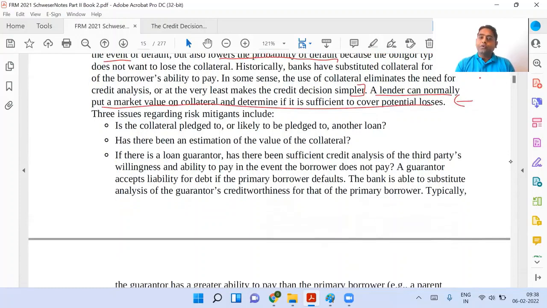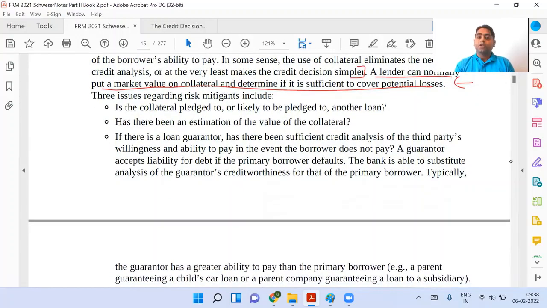Perfect. A few more points which will help you understand the collateral aspect of it. Three issues regarding the risk mitigants include: is the collateral pledged or given to any other loan? Suppose I have a property, and I'm coming to you and telling you that I want a loan, take this property as pledged, but I have used the same property for some other loan. Then what will happen if I default? Both the banks or both the lenders will not be able to get control of the property.